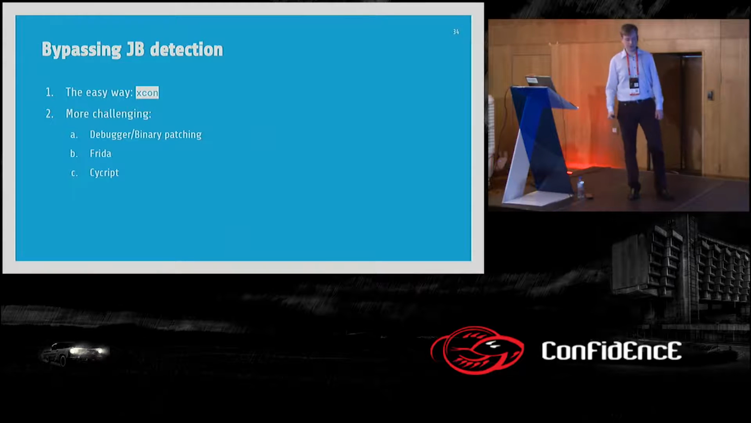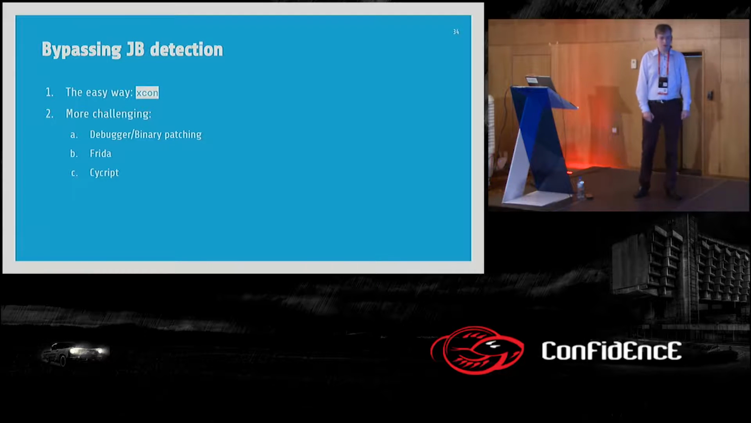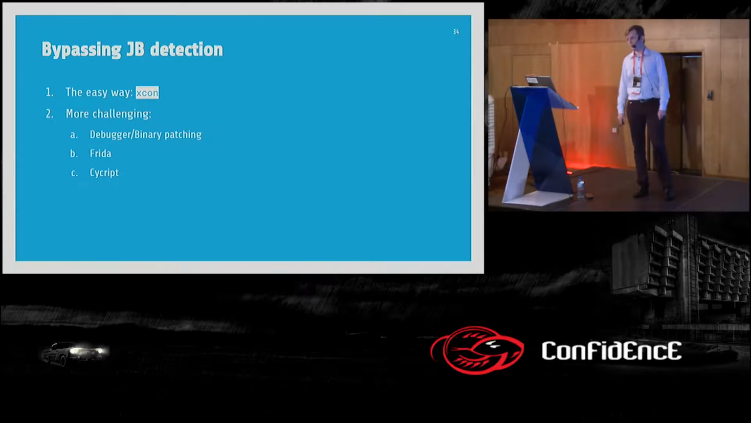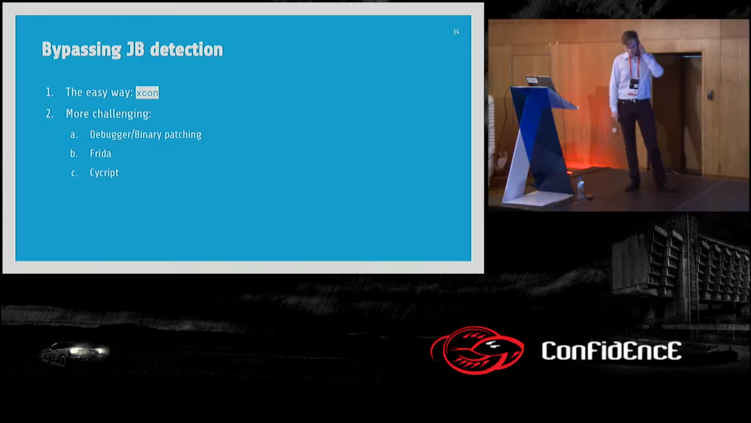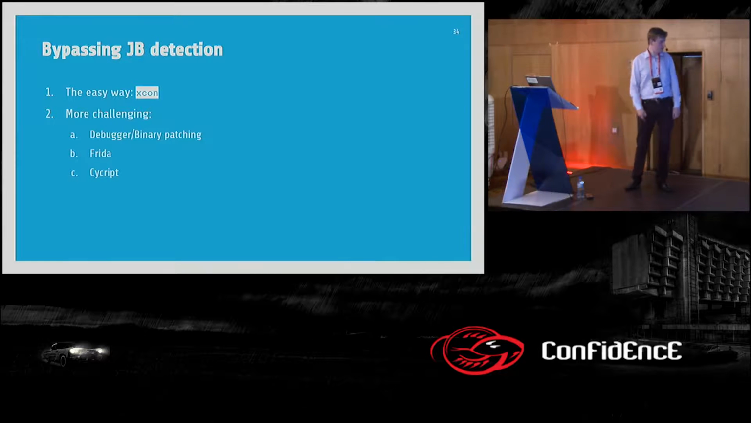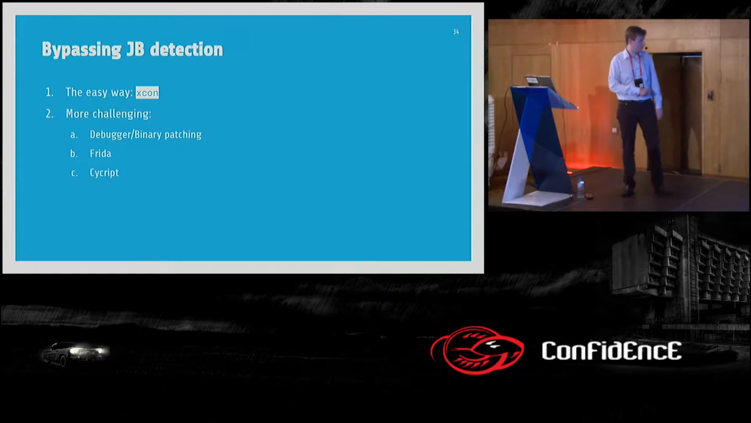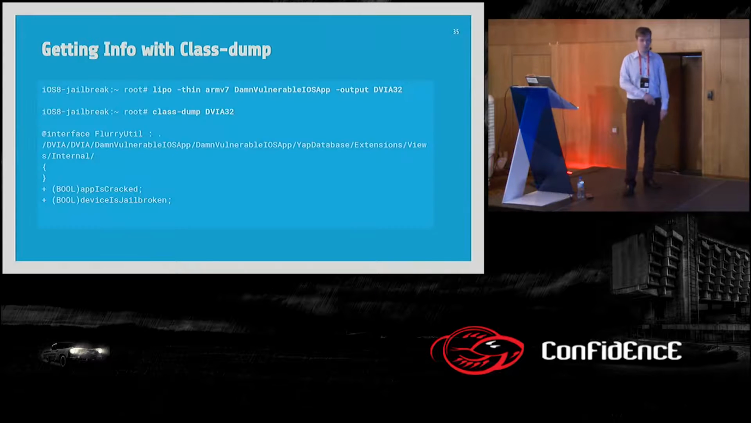OK, now we want to bypass it. How can we do it? Obviously, lazy people invented a tool for it to make it automatic, and this is called XCon. You can download it from Cydia. But it doesn't always work, and then you need to do it manually. I usually do it using one of those tools which we already discussed. Now we'll see how we can do it in practice on the example of this Damn Vulnerable iOS Application.